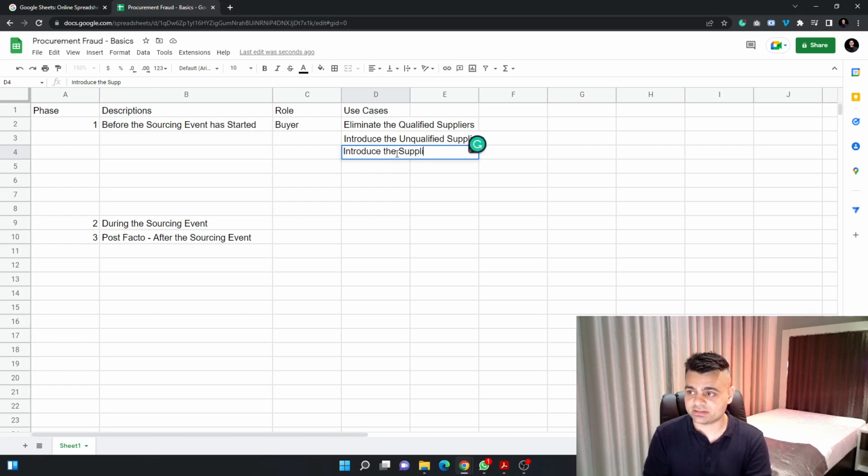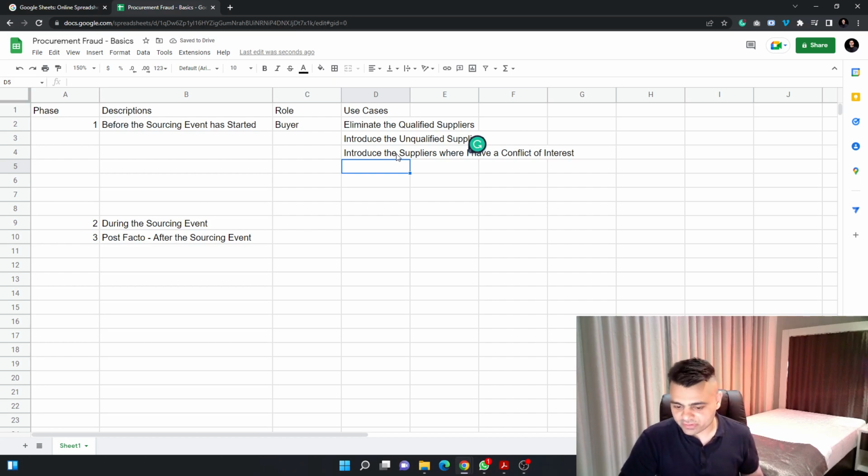the suppliers where I have a conflict of interest. What do I mean by conflict of interest? By conflict of interest, I mean I have some sort of existing relationship with this supplier. I may be a passive investor in that company. I may have a family member who's working in the sales team. I may even be a board director, which my employer is not aware of. That's what I mean by conflict of interest.